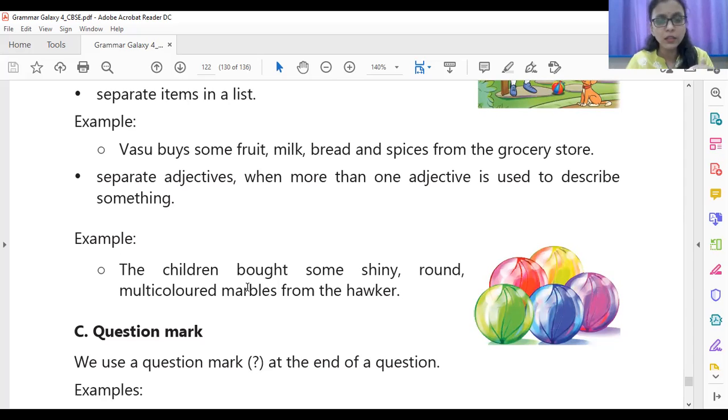So these are the uses of comma. Okay? To give a short pause in a sentence, to separate a list of items, or to separate the adjectives. When we use more than one adjective, to separate them, we use commas. Okay, so this is about comma.